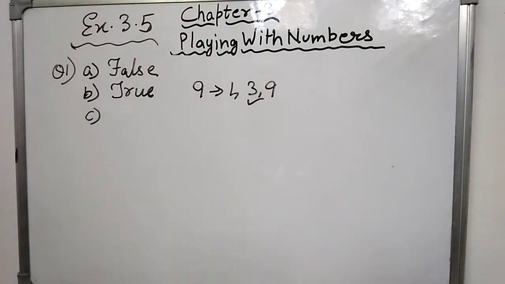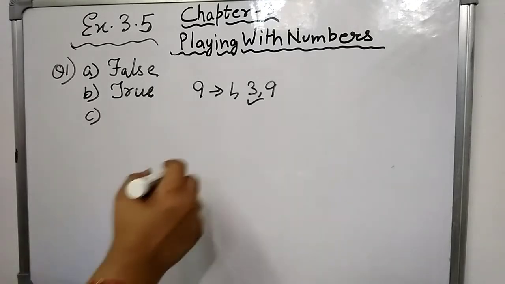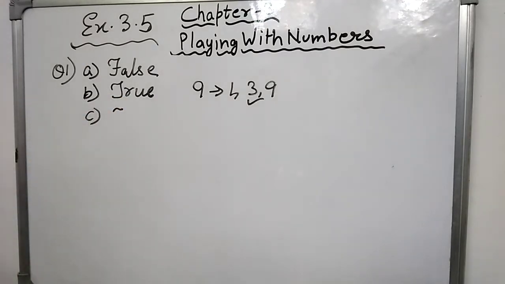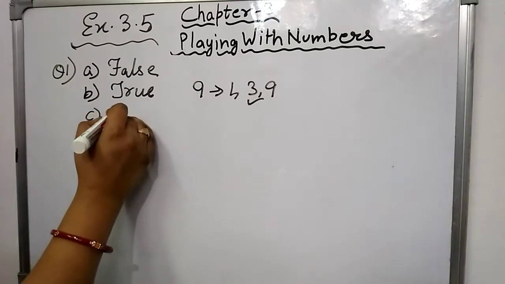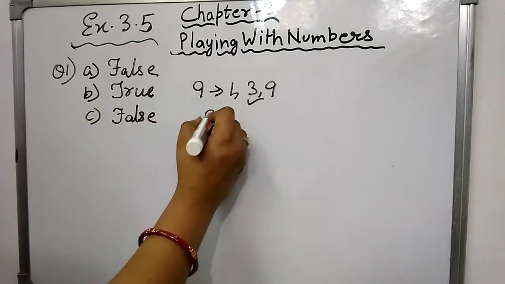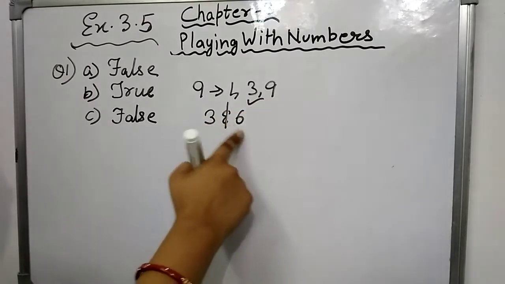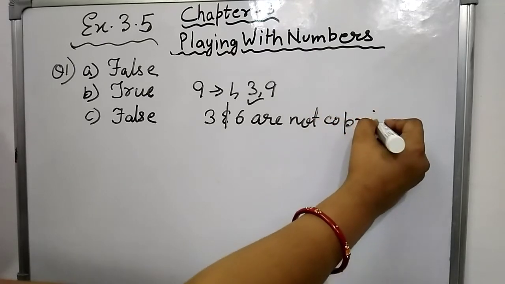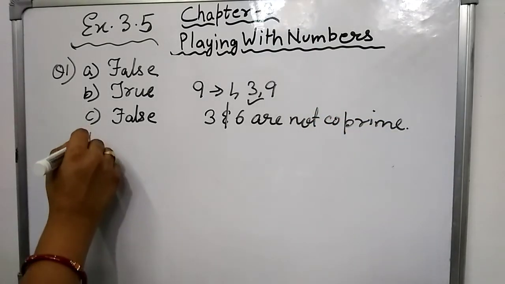Next is, a number is divisible by 18 if it is divisible by both 3 and 6. This is false because we have a rule of divisibility that any number which is divisible by two numbers, it is also divisible by their product. But condition is those numbers should be co-prime. And here 3 and 6 are not co-prime. So that is why number is not divisible with 18. That is why this is false.